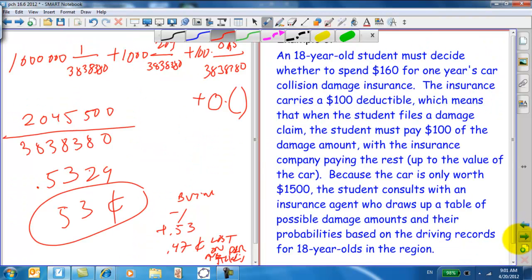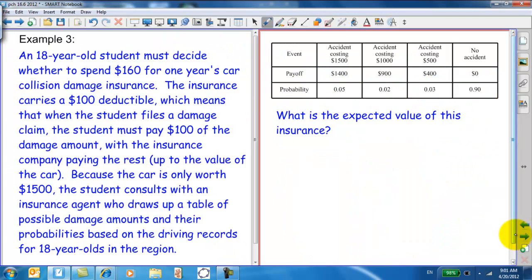Okay? Now, let's look at another game, if you will, the game of insurance. An 18-year-old student must decide whether to spend $160 for a 1 year's car collision damage insurance. The insurance carries a $100 deductible, which means that when the student files a damage claim, the student must pay $100 of the damage amount, with the insurance company paying the rest, up to the value of the car. Because the car is only worth $1,500, the student consults with an insurance agent who draws up a table of possible damage amounts and their probabilities based on the driving records for 18-year-olds in the region. And here's what they came up with.